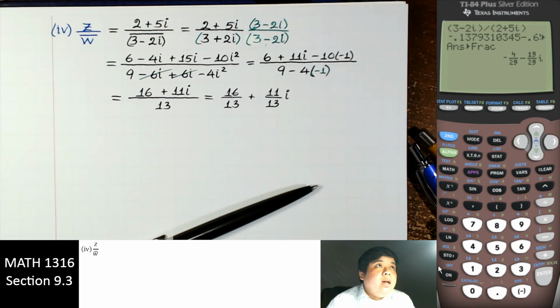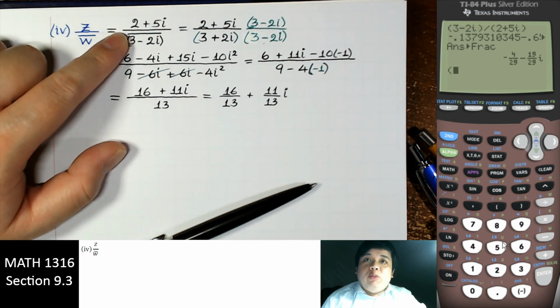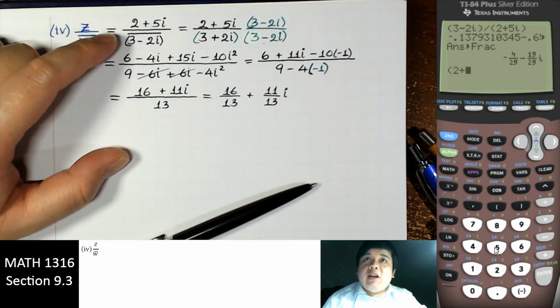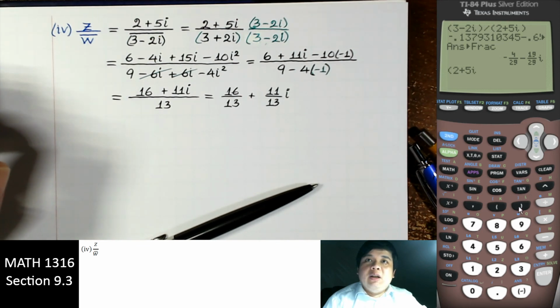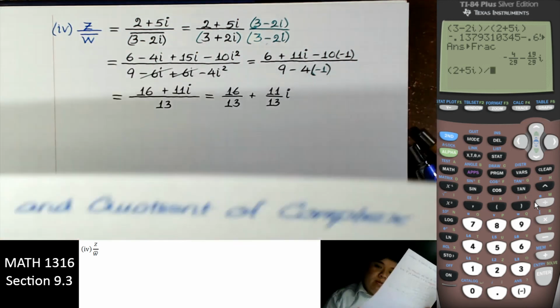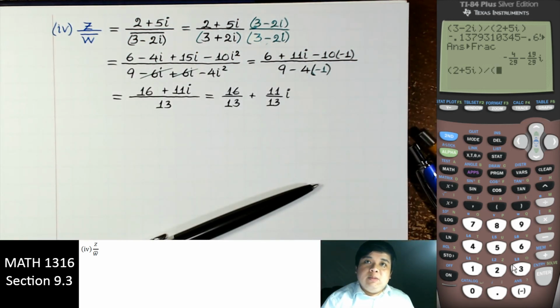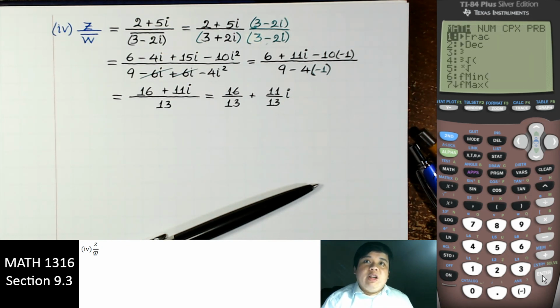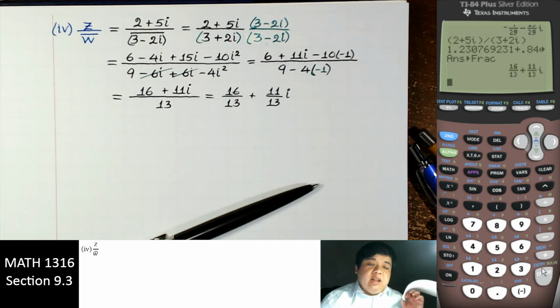Right. So we have 2 plus 5i divided by 3 plus 2i, and convert this to a fraction: 16 over 13 and 11 over 13 i. Right. So with that, we finish section 9.3.